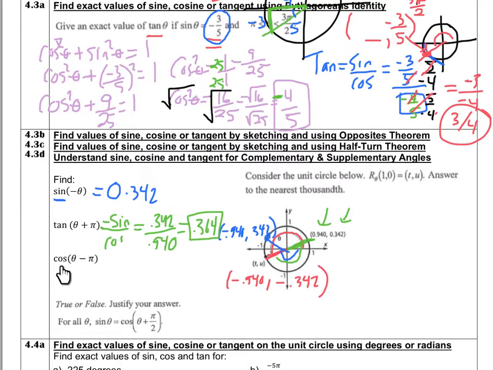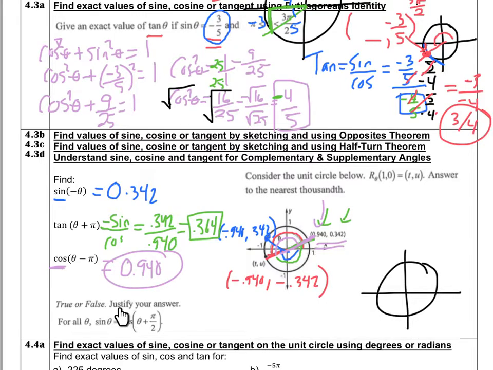Now this one here, they want the cosine of take the angle of movement, which is in the red, and subtract from it a piece of pi, or 180 degrees. So let me just show you: if you move the full red movement, but you have to back out half of a circle, you're going to go backwards this way, and you're going to land right here. So we've landed in the exact same spot. The question is, what is the cosine? The cosine is the x value, so the answer here is 0.940.